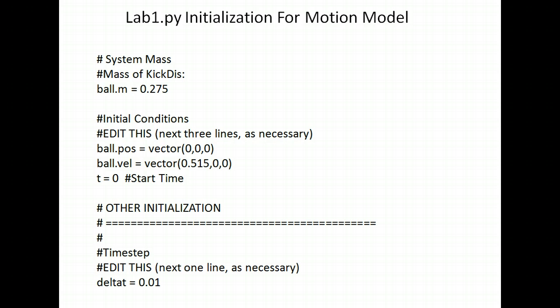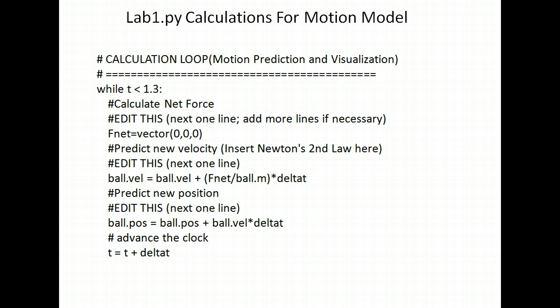This screenshot shows the initialization of my Python model with the ball position vector and the ball initial velocity vector. The calculation loop is shown with the net force vector being set to 0, and the ball velocity calculation, the ball position calculation, and the update of the time.